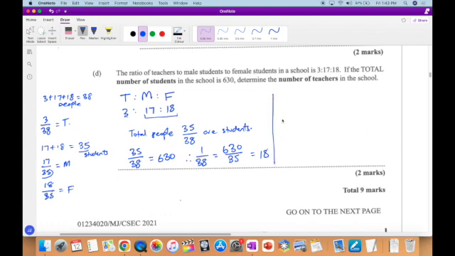And so now we could say, therefore, that the 3 out of 38 people, because 1 out of 38 does work out to be 18 people. So 3 out of 38 will be 18 times 3, which is 54 teachers.